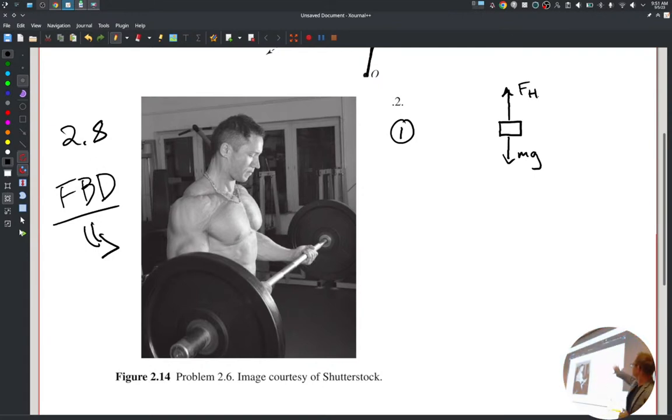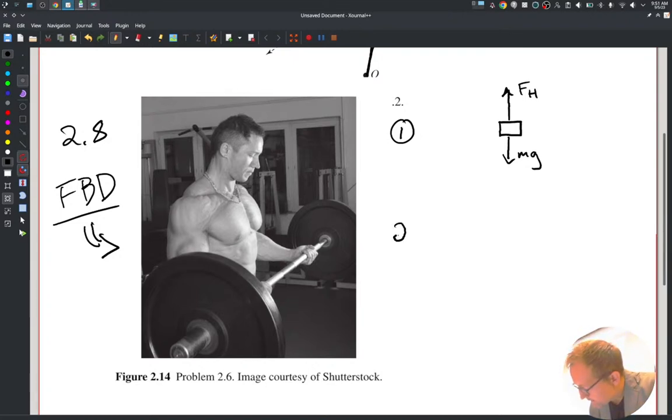So this was the first thing that I saw, that overall there's some total weight, like two barbells, you could say the bar, some people consider the barbell as separate, like that's another 45 pounds. But overall there's a bunch of weight, and there's the force of our human, the hunk, resisting that. And if it's not accelerating, then FH equals MG, right? So that was option number one.